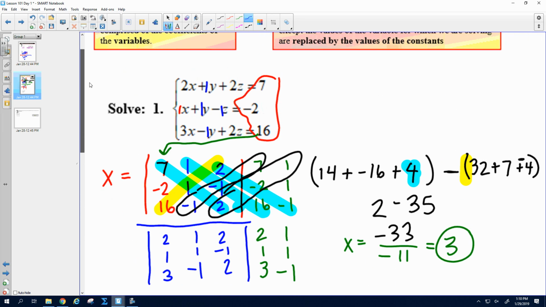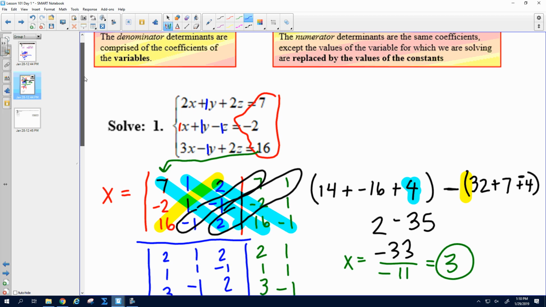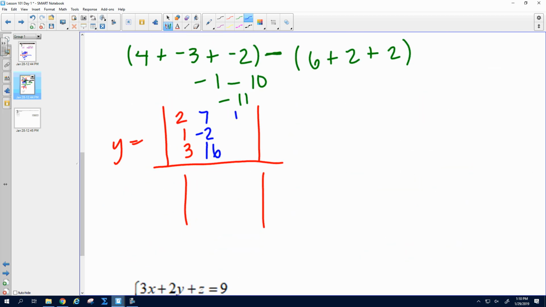Was it negative 2? Yeah. Okay. And then the z's stay the same: 1, negative 1, 2. I should have gone back to red there, but I think you guys got it. All right, so the y's changed. The rest stays the same.